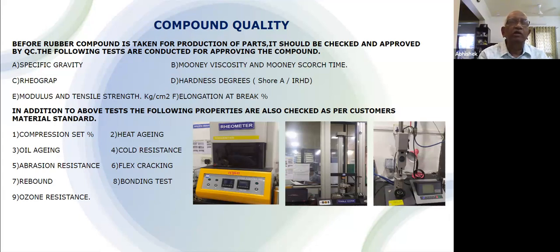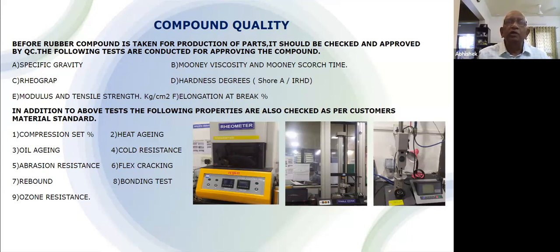One is the specific gravity, for which direct values are required. Specific gravity is important because it is always controlled within plus minus 0.2. It indicates two important things. One is whether your weighing is correct. If your weighing is accurate, then you will get the specific gravity in the desired value. If the specific gravity is not as per the standard or established norm, then the compound will be rejected.